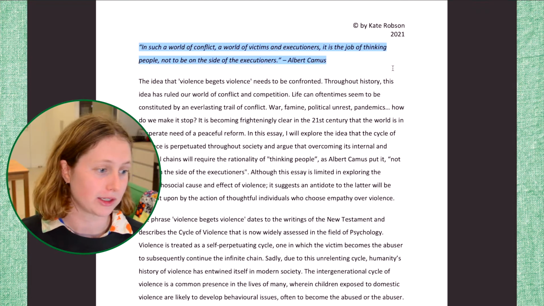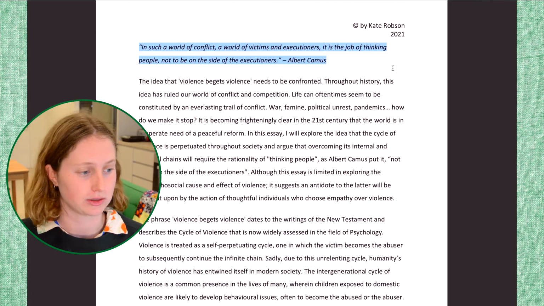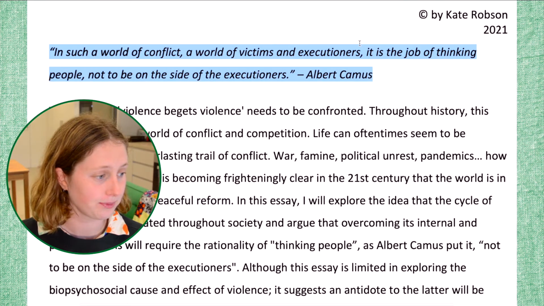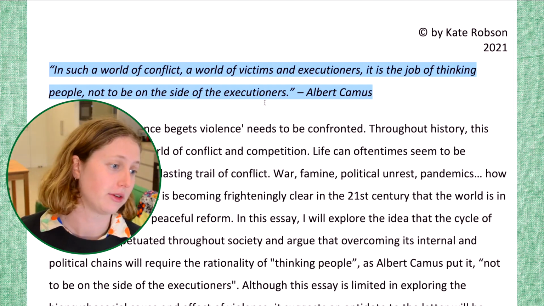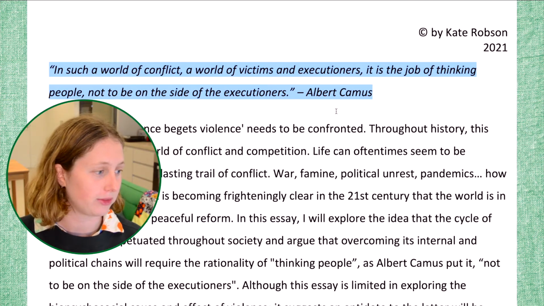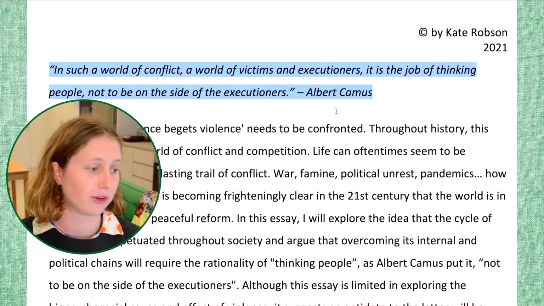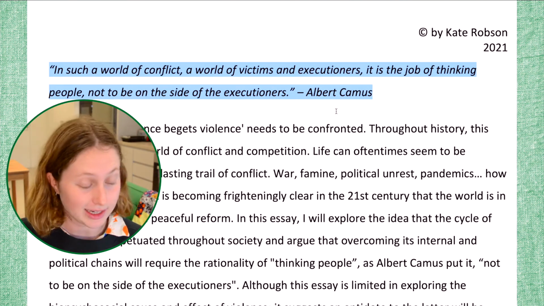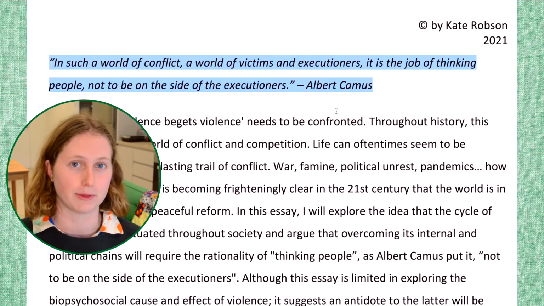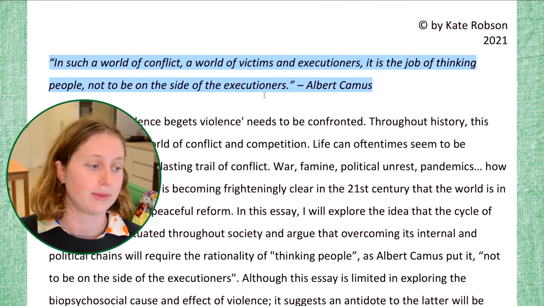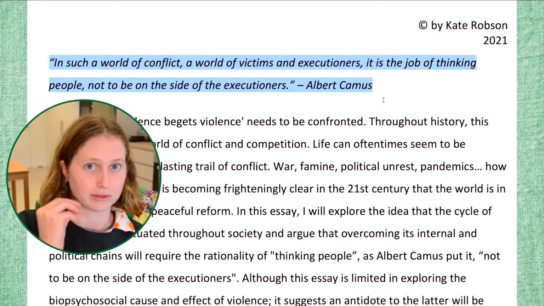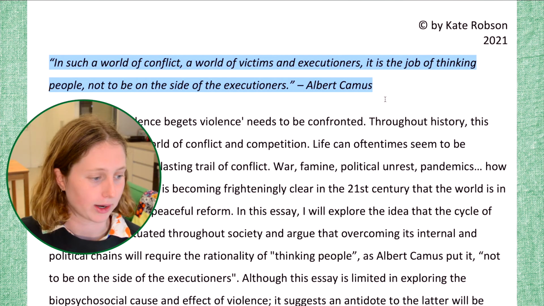In a world of victims and executioners, Albert Camus is saying that there are 2 types of people. It's a job of thinking people, that's a keyword, not to be on the side of the executioners. So when you read this, you're like, okay, he's saying that it's the job of thinking people not to be on the side of executioners, so you want to be on the side of victims. I agreed with that somewhat, but then I took it one step further because I said, not only do you not want to be on the side of the executioners, but you want to be a thinking person, you have to act out of love and empathy, and I'll get to my point in a second when I write my thesis.